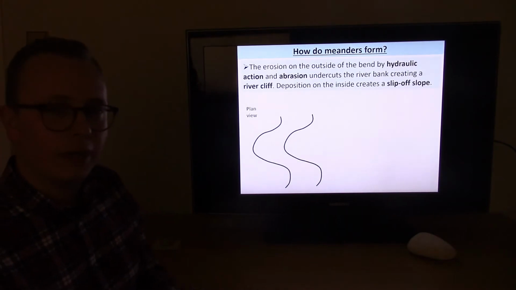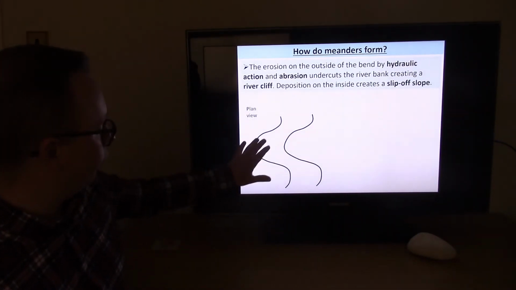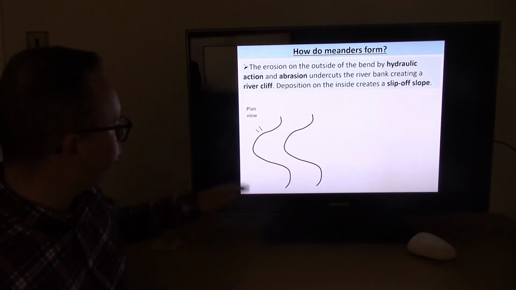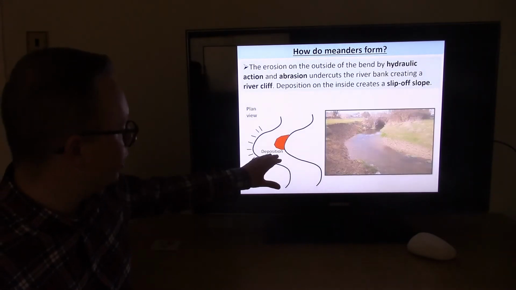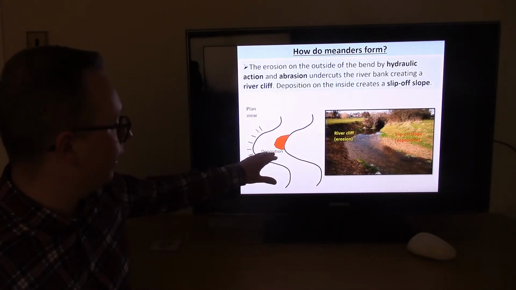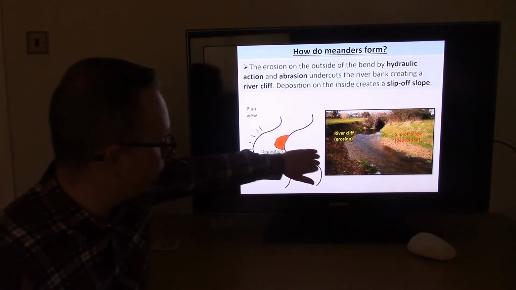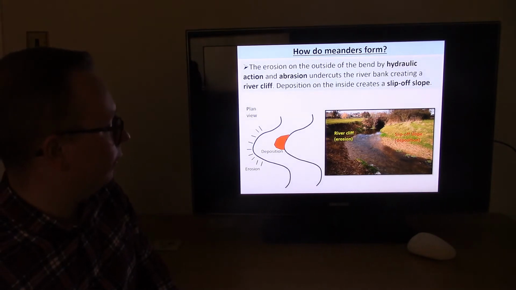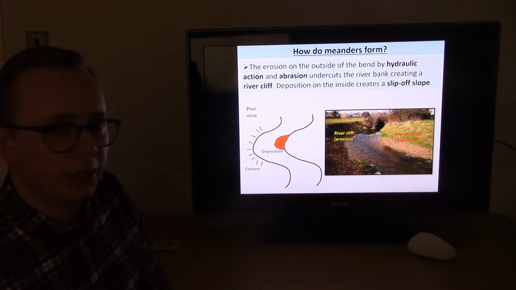So if you take a look at that in a diagram form, here's our plan view, our look from above. We can see some bends in this river. We've got erosion taking place on the outside by hydraulic action and abrasion, and deposition on the inside of the bend. And we can see what that looks like in an image here. So here we've got this very steep sided river bank, that's our river cliff, and on the inside where that flow is slower we've got deposition taking place.